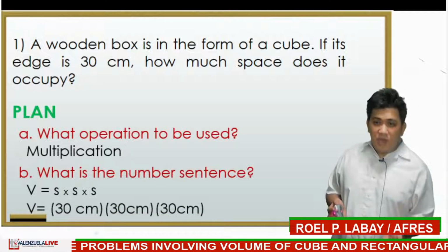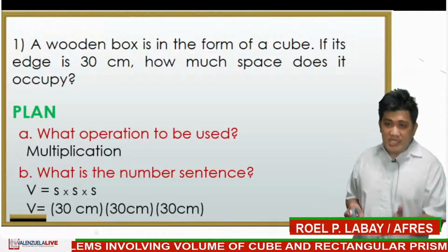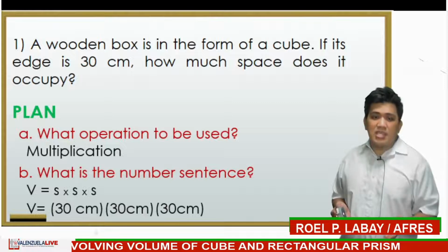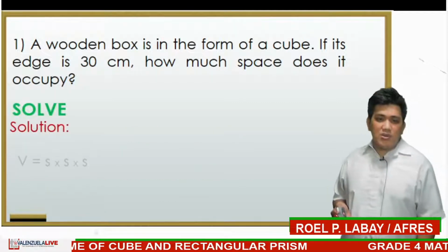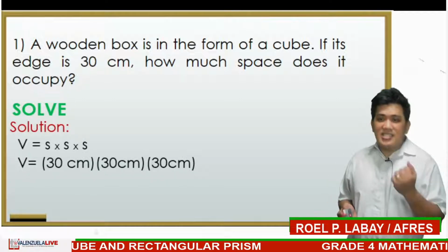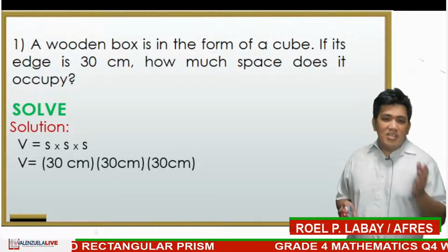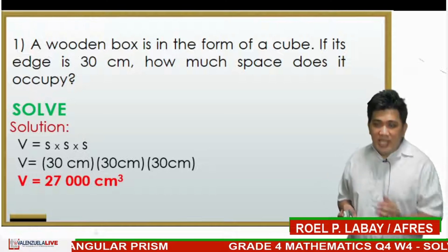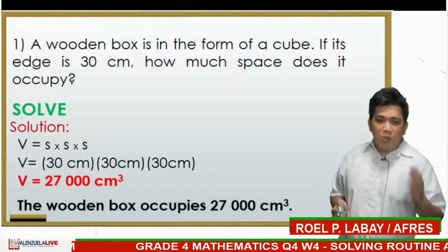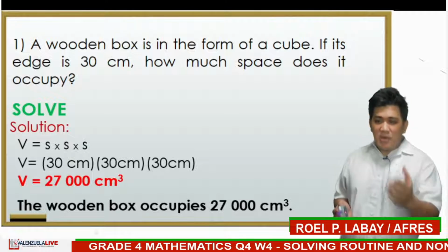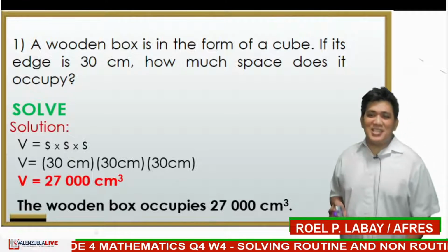So applying the formula, we have here volume is equal to 30 centimeter multiplied by 30 centimeter multiplied by 30 centimeter. And we solve it. So 30 times 30 times 30 centimeter? The answer is 27,000 cubic centimeter. Therefore, the wooden box occupies 27,000 cubic centimeter.